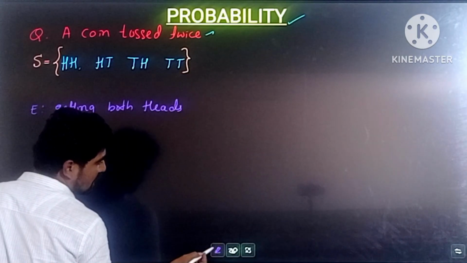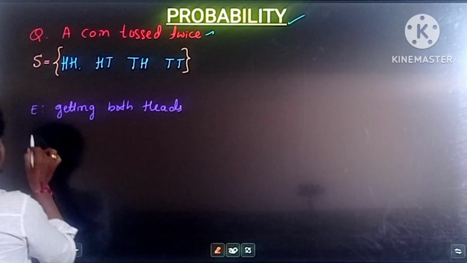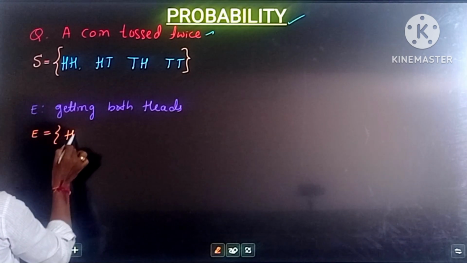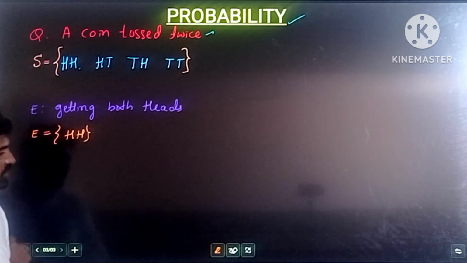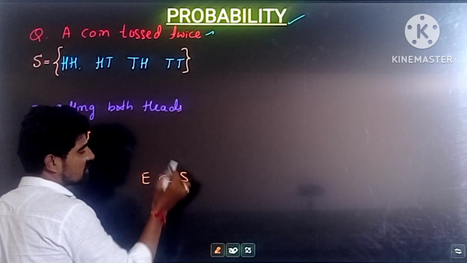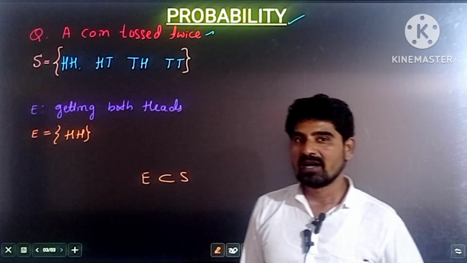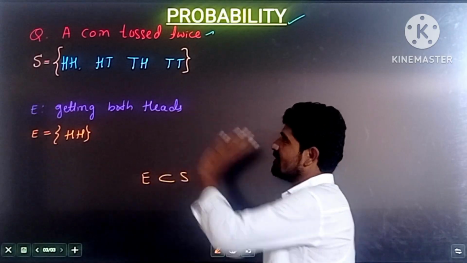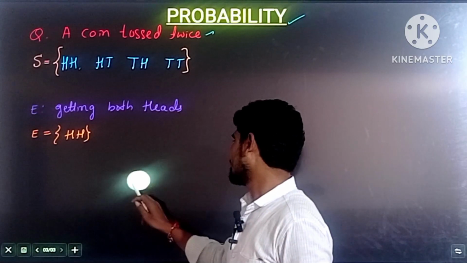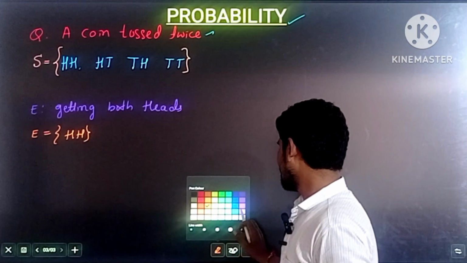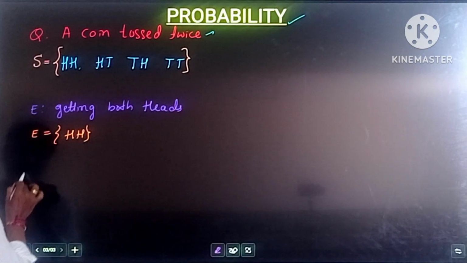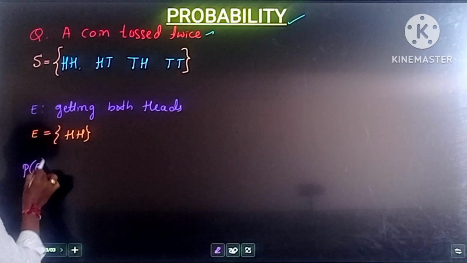It means the outcome of this event E is exactly one, that is HH. And observe here, this event E is a subset of the sample space. Event is nothing but a subset of the sample space. Subset of the sample space is called an event. And what is the probability of the event E here? So now, probability of the event E.